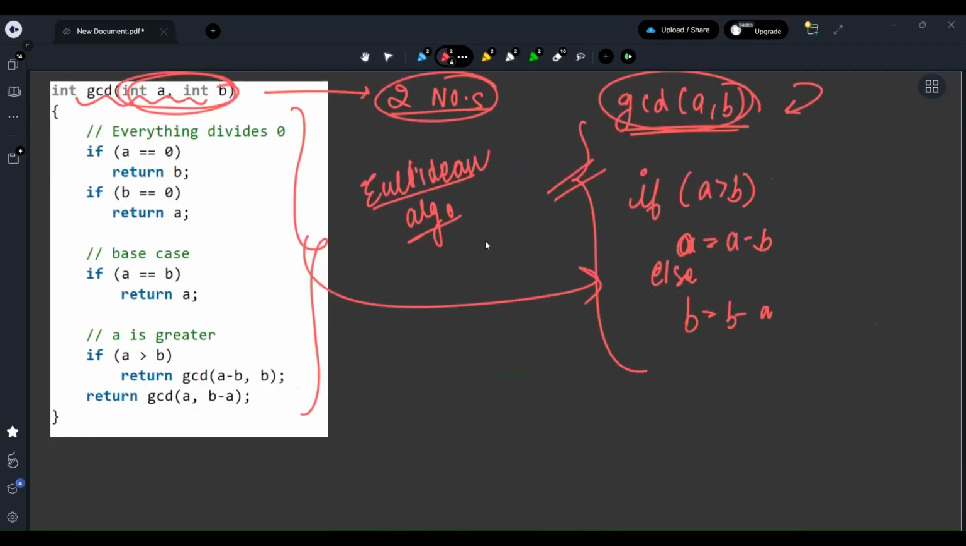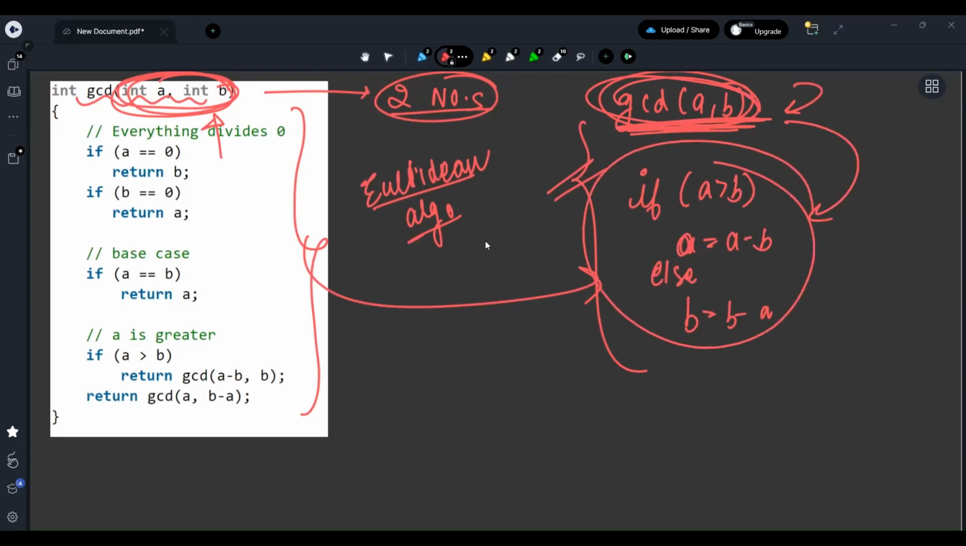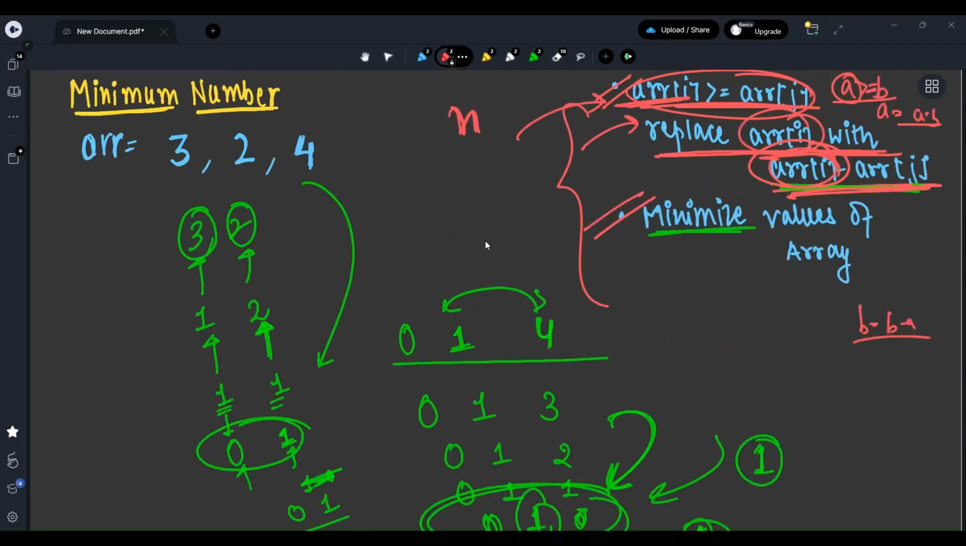So I will say if this algorithm can be applied for two numbers, that means if I get the GCD of two numbers, it will be applied like this. So if I get the GCD of three numbers, it will be similar to apply like this, whatever we want.